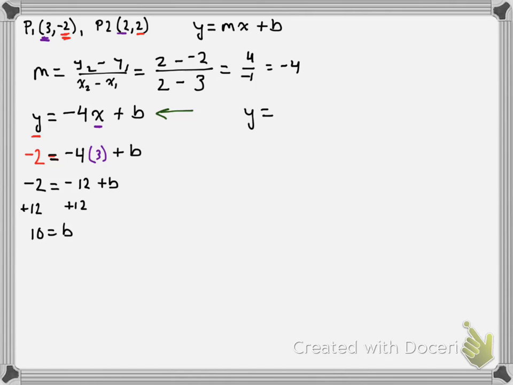Y is equal to -4x plus 10. Sorry, that was supposed to be a negative sign. Now, in case you don't believe me, let's quickly jump to the next slide and look to see. I'm going to graph this equation on a coordinate plane and check whether it goes through these 2 points. So let's take a quick look.